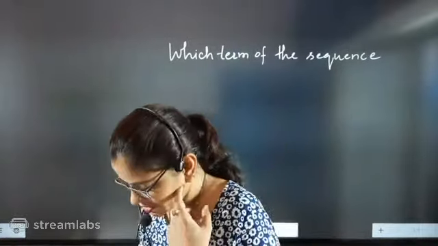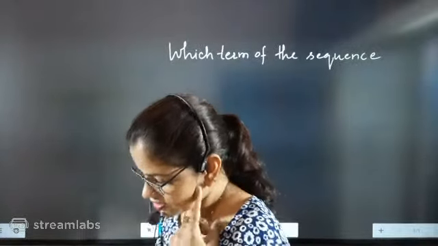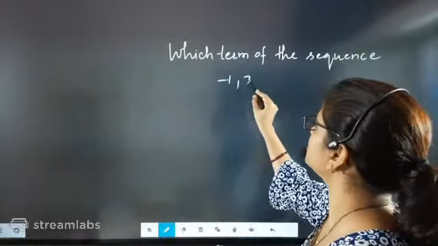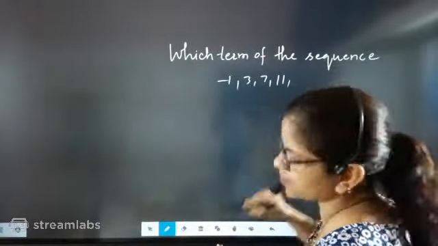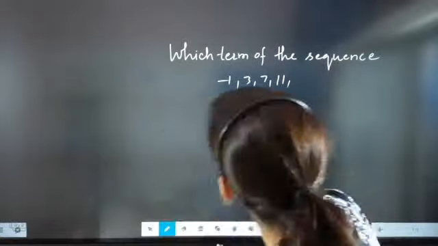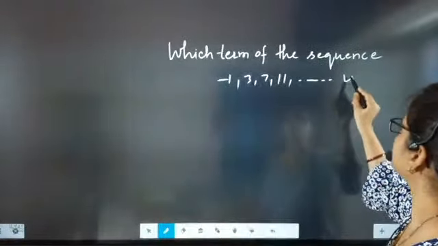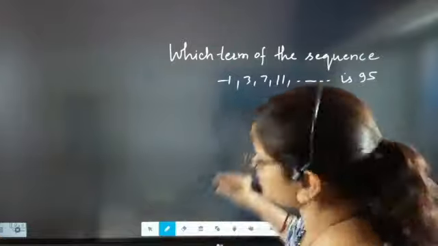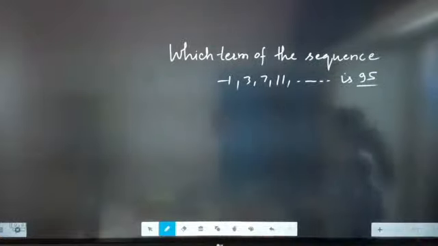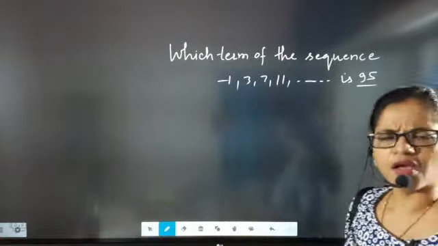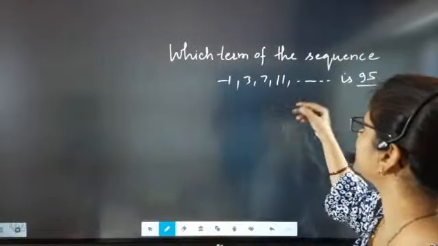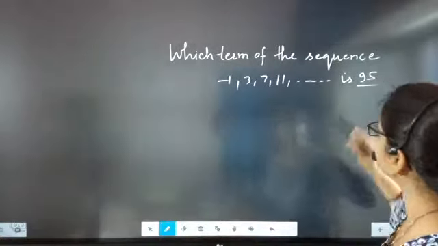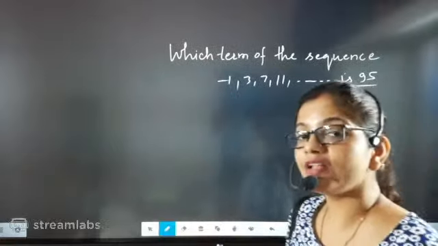sequence. Very good, super, beta. Which term of the sequence -1, 3, 7, 11 and so on is 95? Try this question out, beta. They have given this 95 value. They told that this sequence is going on and its value given is 95. You have to identify the term.